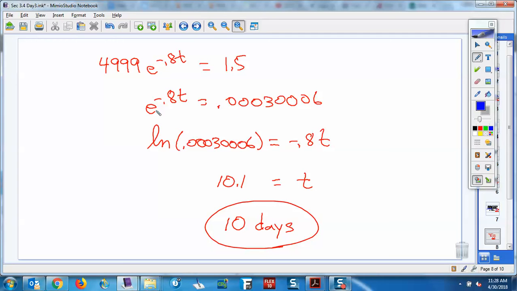Now, once we're here, now we can just change that to the log form. And it's base e, so ln works perfectly. E raised to that makes that, so it's log of that equals negative 0.8t, and then you can divide by negative 0.8. So you just do ln of this, divide by negative 0.8, 10.1. Roughly 10 days, you could say it on the 11th day. By the 11th day, it'll be that.